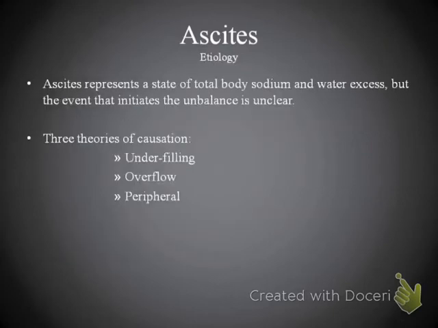Okay, so what causes ascites? Ascites represents a state of total body sodium and water excess, but the event that initiates this imbalance is unclear. As we all know, the higher the amount of sodium that exists in the body, the more water is needed to help balance the sodium in relationship to the water, and because of that, you pretty much flood the body with water.